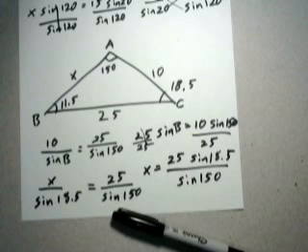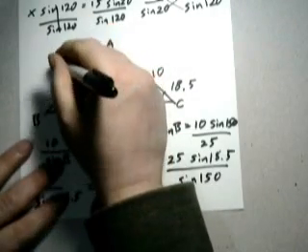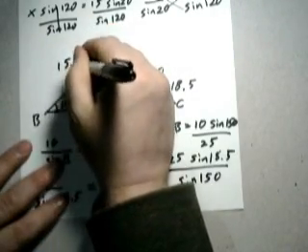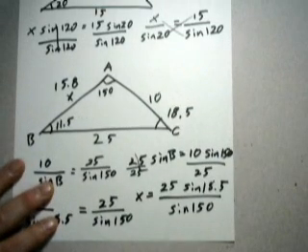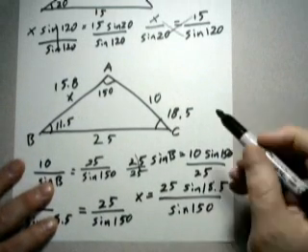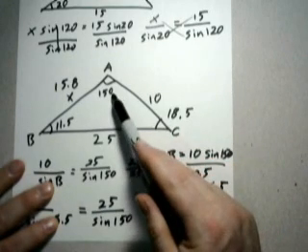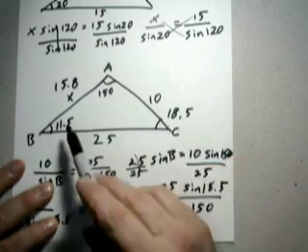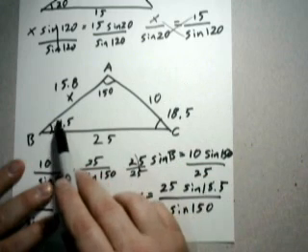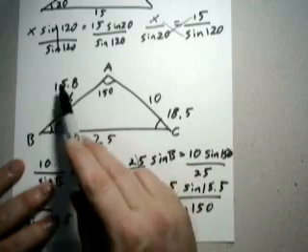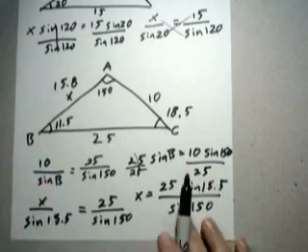25 times the sine 18.5 divided by sine 150 gives 15.8. And let's see, that makes sense. This should be the longest side because it's the highest angle. And this should be the lowest side because that's the lowest angle, and this one's between. So 15 should be between them, and it is.